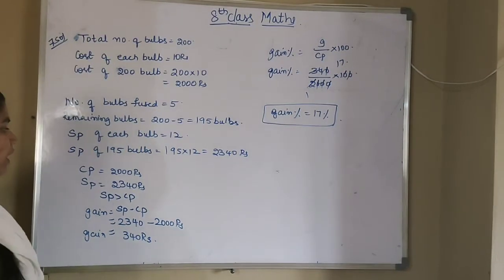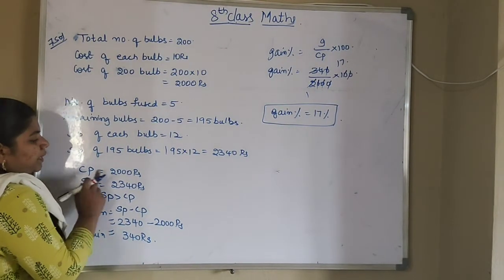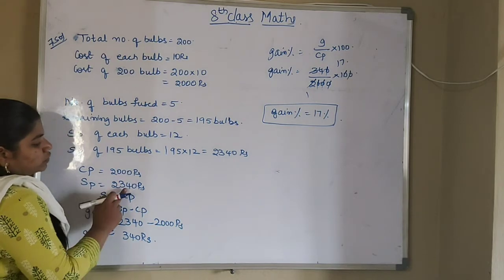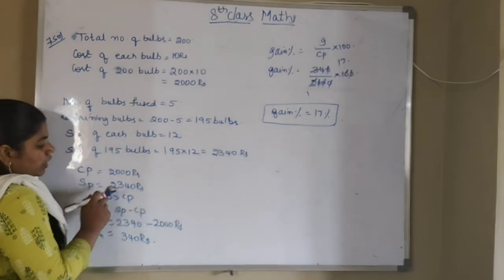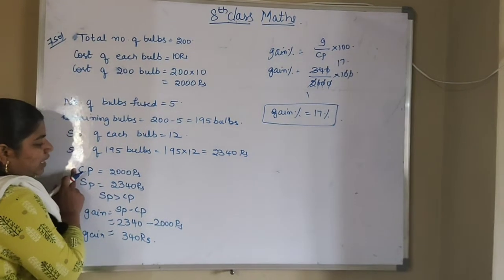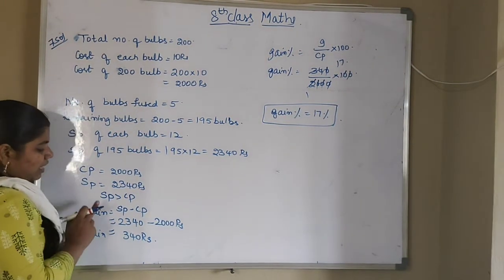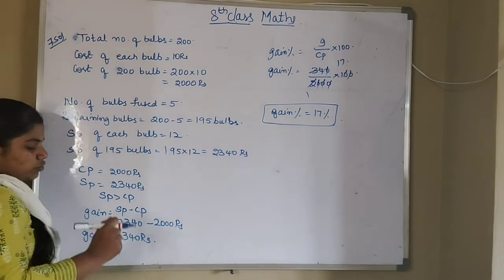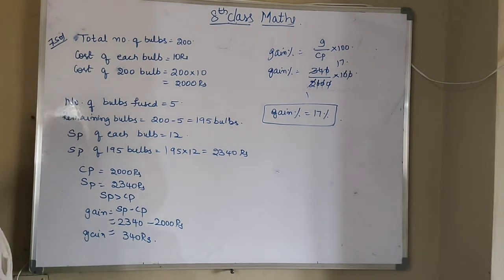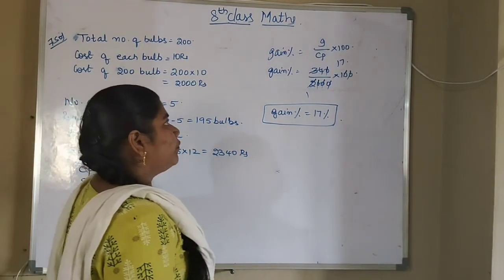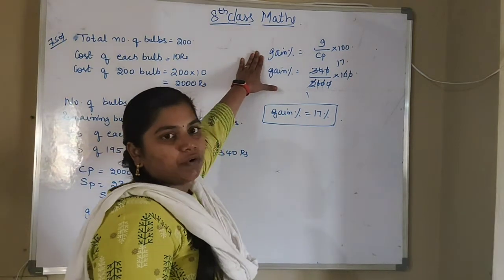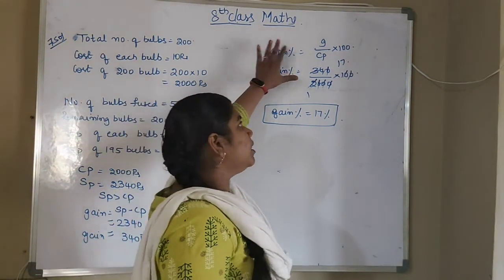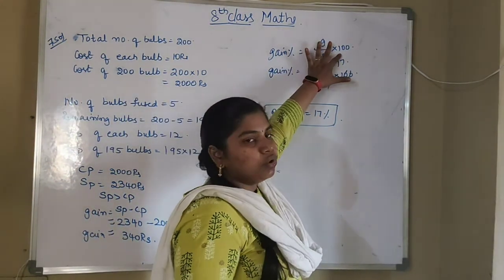Okay, so that is SP of 195 bulbs will be how much? 2340 rupees. Now what is CP? CP is 2000, SP is 2340. Here SP value is greater than CP, that means he is having gain here. How much gain? That is equals to 340 rupees. Now what we have to find? We have to find the gain percentage. So what is the gain percentage formula? Gain by CP into 100.